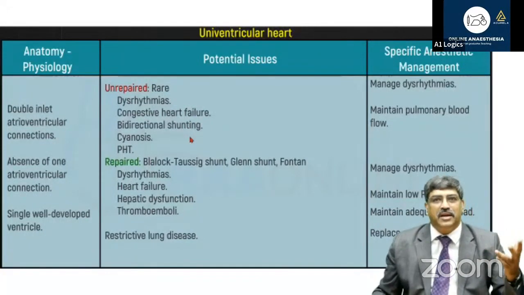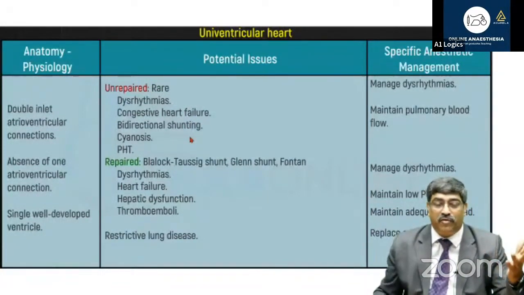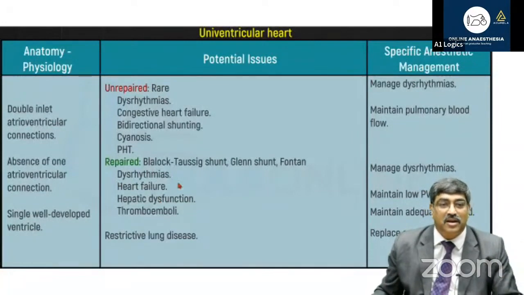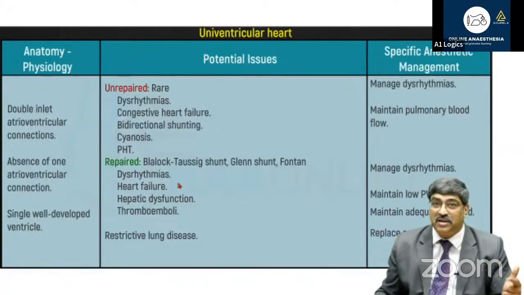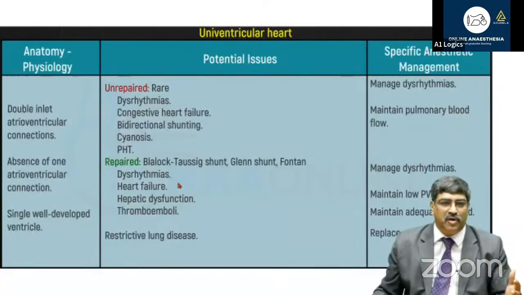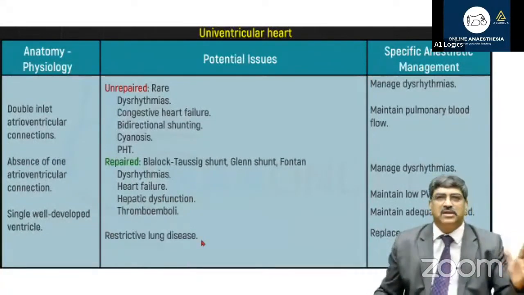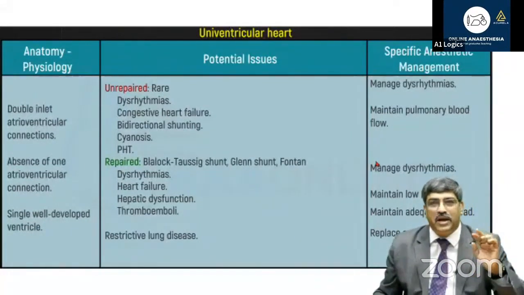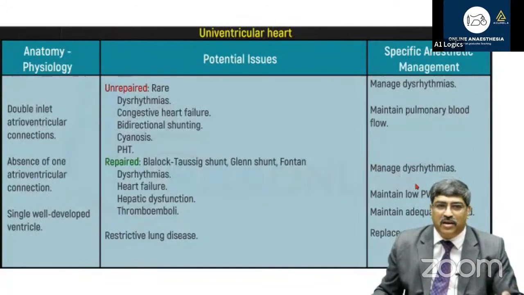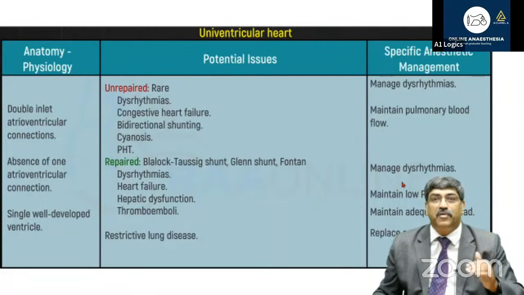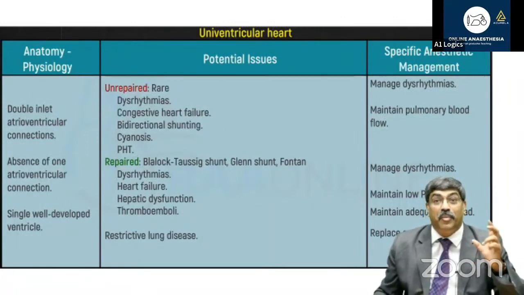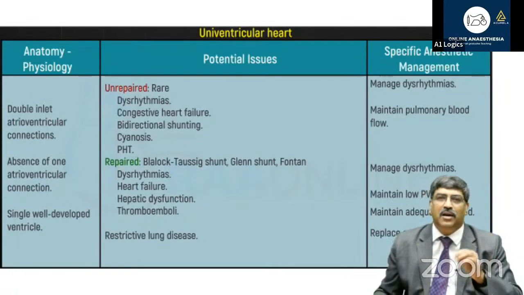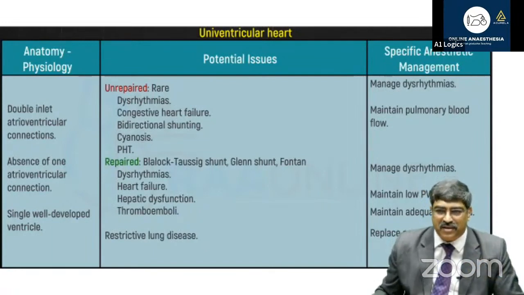In repair, it can be either a BT shunt, Glenn or a Fontan. Here you can have dysarrhythmias, heart failure, hepatic dysfunction, thromboembolic phenomena, and also restrictive lung disease. Your specific anesthesia management is going to be managing the dysarrhythmia and maintaining pulmonary blood flow. Again, if repair is done, you have to manage the dysarrhythmia, maintain low PVR to increase your pulmonary blood flow, maintain adequate preload and replace coagulation factors.